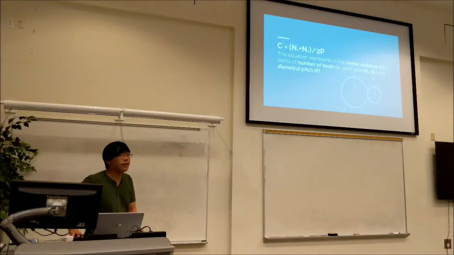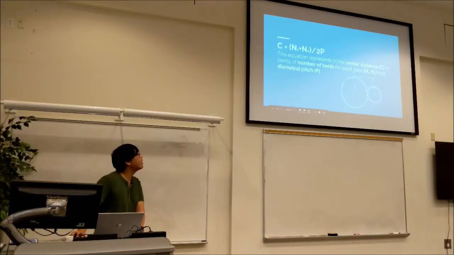Now we have a center distance equation. This is the equation you need to use to space your gears properly. It's your total number of teeth on both gears divided by 2 times your DP. Again, 20 or 32 in FRC.